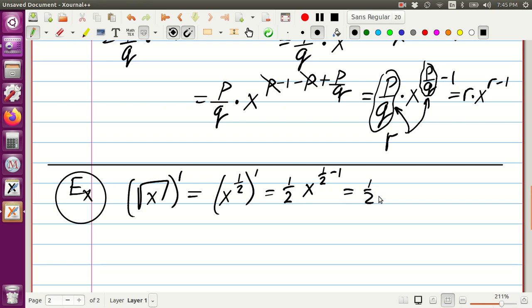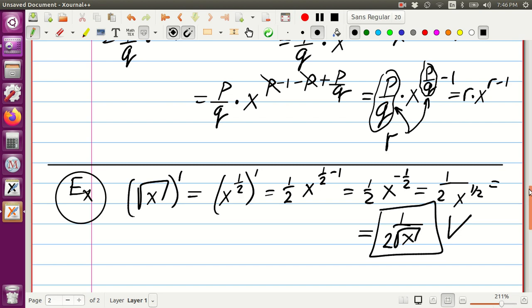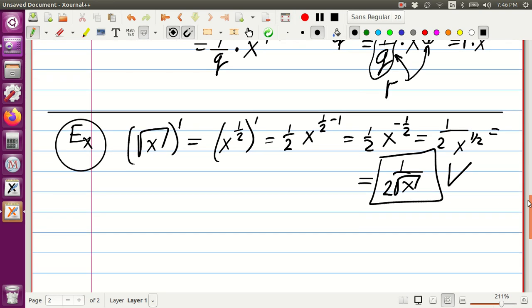So we get 1/2, and 1/2 minus 1 is negative 1/2. So we're going to get this expression, and we can stop here. But if you want to simplify, you have to take the negative exponent and move x to the denominator with positive exponent. And we also know that x to the 1/2 is the square root of x. And we got our old answer back. So that means we did everything right.